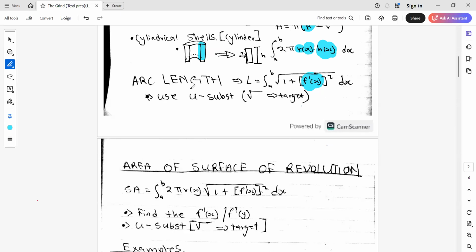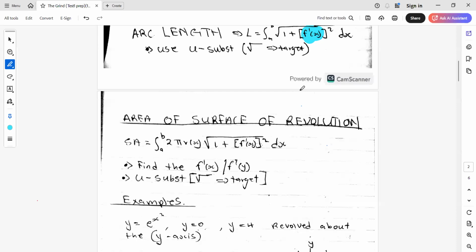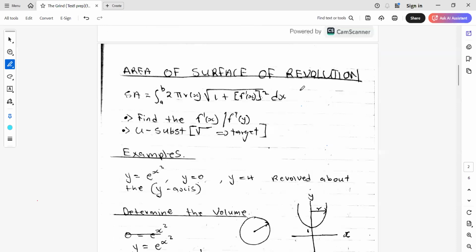Okay, so the arc length is pretty easy, good people. You just have to find the derivative of what you're given. Then after that, plug in everything. Okay, let us move on to the area of surface of revolution.